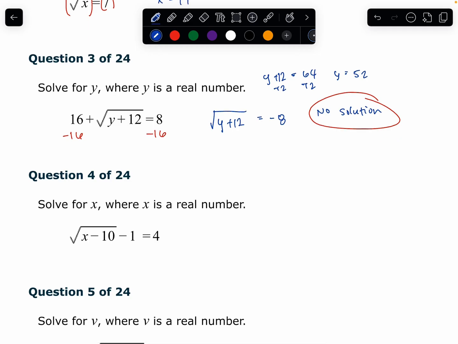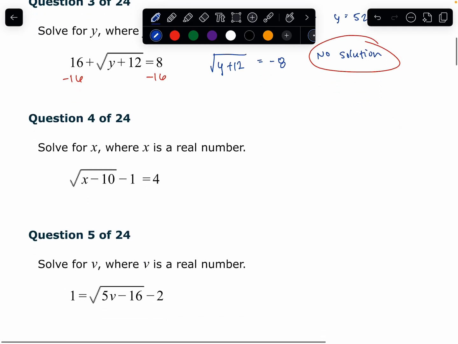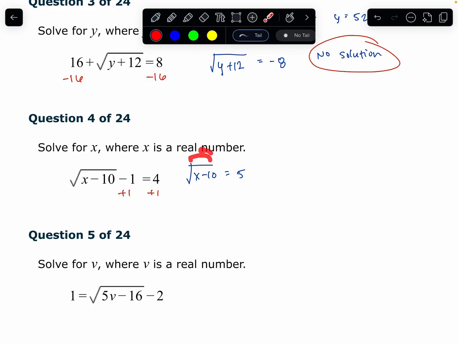Keep that in mind as we're solving these, and there should be a couple more. So for question 4, we're going to add 1 and add 1 here. We're going to get the square root of x minus 10 is equal to 5. Now this is okay. We have a square root on the left side, a positive number on the right side. That's fine. We square both sides and get x minus 10 is equal to 25.